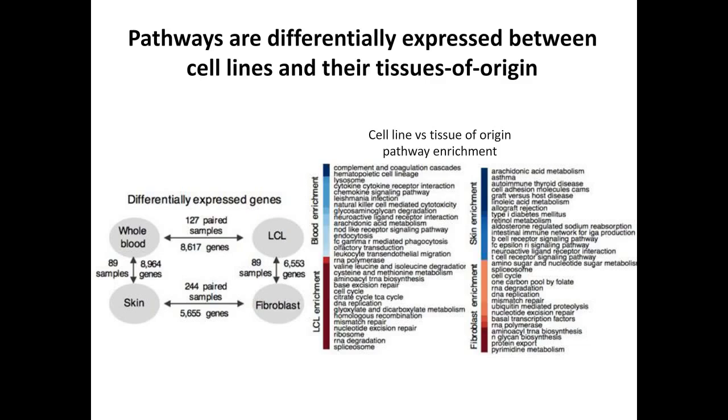Let's see, there was... well, you can look at a number of them, but for example, cell cycle is a pathway that, for the differentially expressed genes, is more enriched in cell lines.